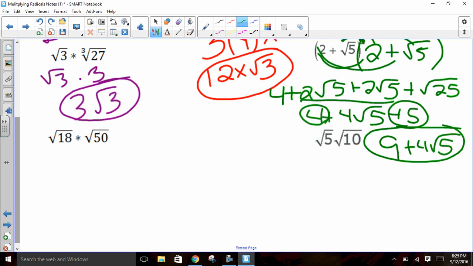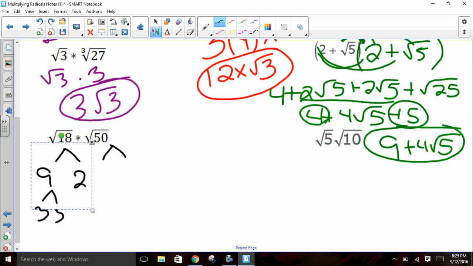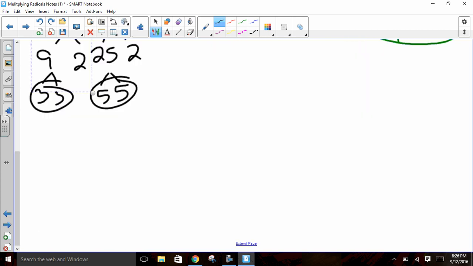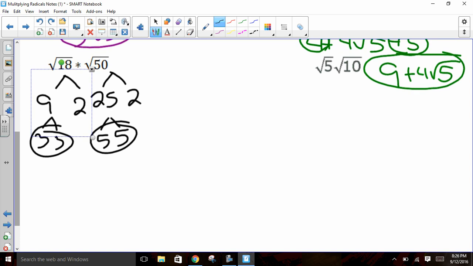Again, the next problem, I could start out by multiplying, but I find it easier to simplify because then I can potentially work with smaller numbers under my square root. I don't want to have to deal with large numbers and I'm just like, well, I have no idea what goes in that. So I find it easier to start by simplifying. So I get 9 and 2. 9 is 3 times 3. 50 is 25 and 2. 25 is 5 and 5. So I've got my groups. So I get 3 root 2 times 5 root 2.